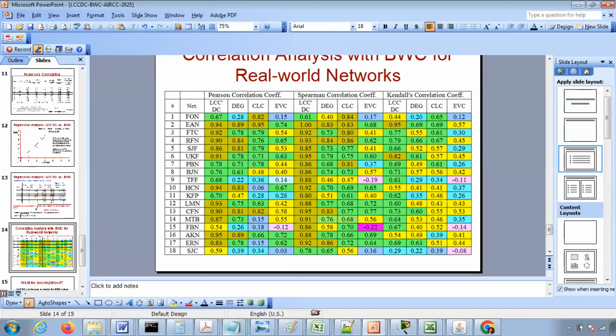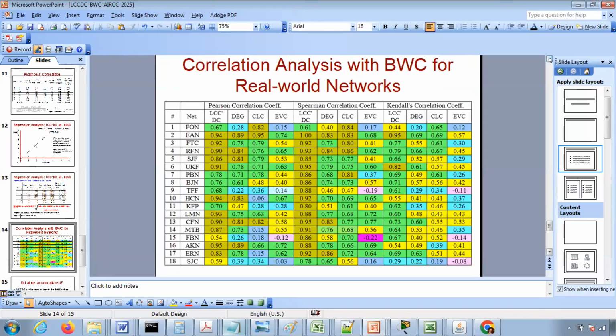So we went ahead and did this for several real world networks out there. So real world networks means the actual networks, like for example, it could be an airport network, or it could be a kind of a social network, or a lot of real world networks people use for benchmark studies in this area. And we found out the correlation, these three correlation coefficients of this LCC prime DC versus betweenness, similarly degree versus betweenness, closeness with betweenness, and eigenvector centrality with betweenness.